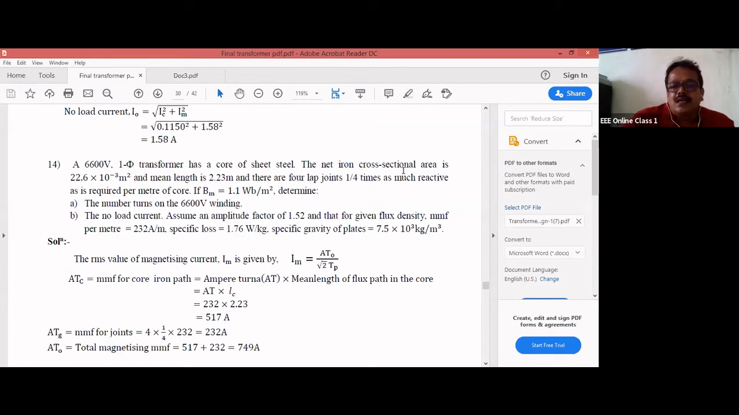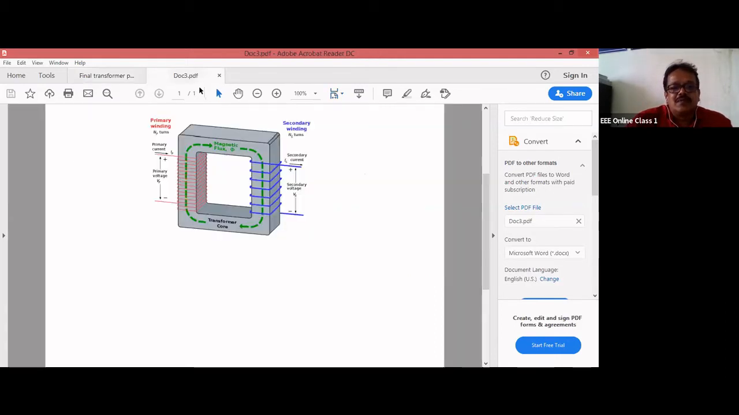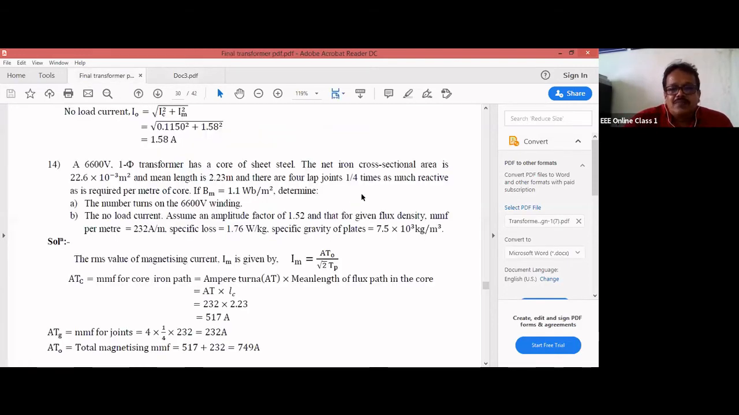The net iron cross sectional area is 22.6 into 10 power minus 3 meters square, and mean length is 2.23 meter. And there are 4 lap joints in the transformer. See here, 4 lap joints. Normally if you go for this type, you go for L joints. This is one L shape, this is another L shape, and they make a joint. They tell you that there are 4 lap joints. 4 lap joints means this is one, this is one, this is one, this is one. So 4 lap joints they are going to make.